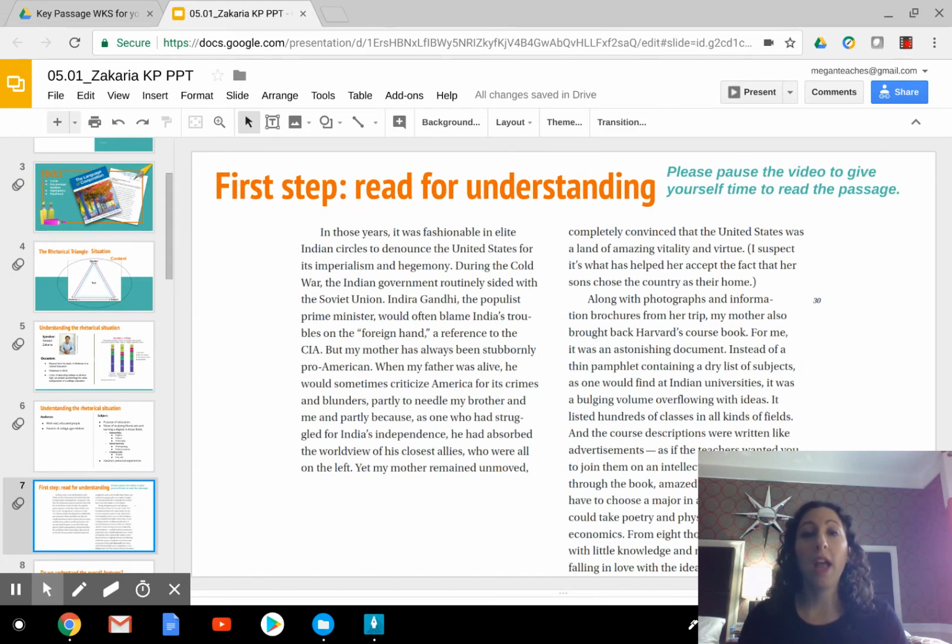Go ahead and take a moment to read this passage through. Our first step is to read for understanding, just what's happening in this particular passage. So take a moment to actually read for that understanding.